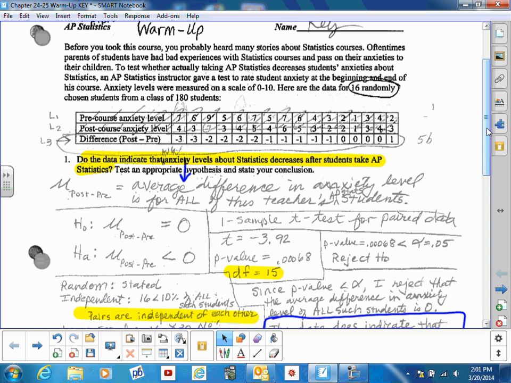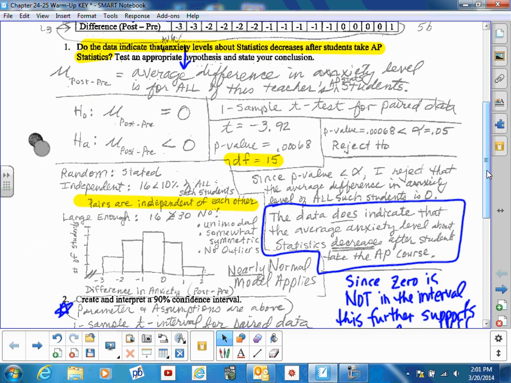All right, so the average difference in the anxiety level is that for all of this teacher's AP statistics students. So that's what you would be inferring to from this one sample of 16 to all of them. So I have one mean here, the average of post minus pre. At some place you need to have indicated how you did your subtraction, because you can do the subtraction either way. So you need to indicate which way that's going to be. So it's equals 0, or we wondered if the anxiety went down.